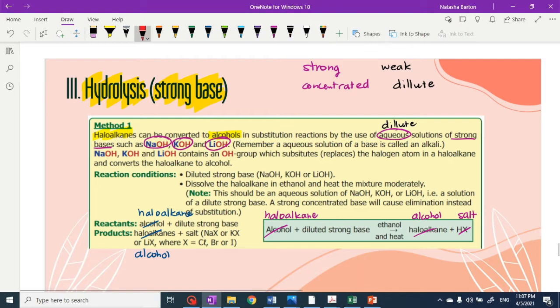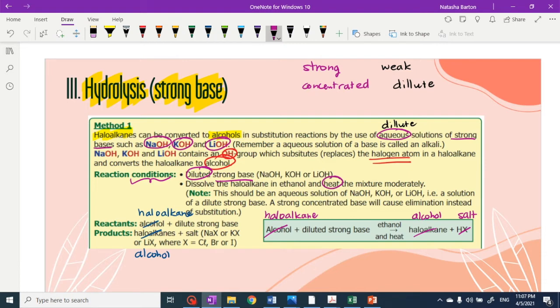Then what is going to happen is that the OH group from our strong base is going to replace a halogen atom in the haloalkane and convert it into an alcohol. This is going to make a bit more sense when I actually show you the reaction equations. Now, what's important for this reaction is the conditions. Number one, we need a dilute strong base like sodium hydroxide, potassium hydroxide, or lithium hydroxide. And then this is going to be performed in the presence of heat.